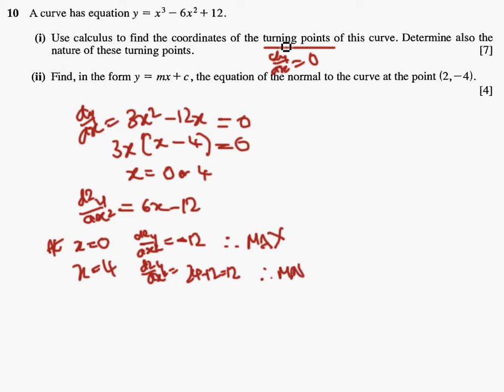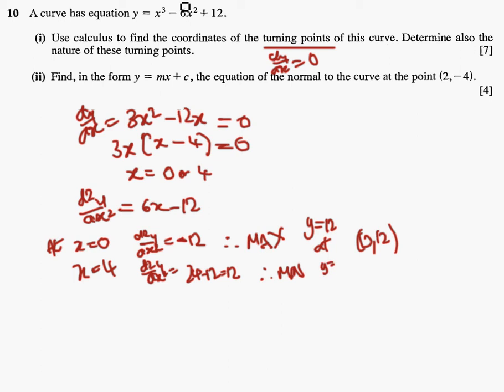But it does say find the turning points. Now, it's not enough just to say x equals 0 and x equals 4. We're looking for the coordinates of the turning points. So we need to go back and plug in what the y value is. For x equals 0, it's going to be 0 cubed minus 6 times 0 squared plus 12, which is 12. So there's a maximum at (0, 12).